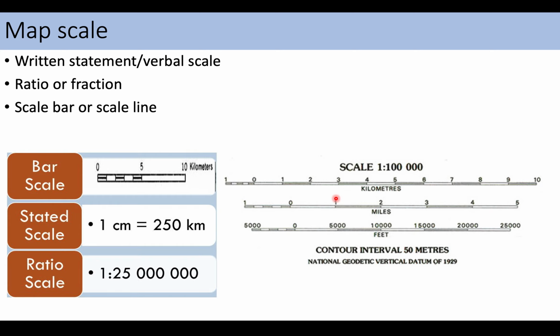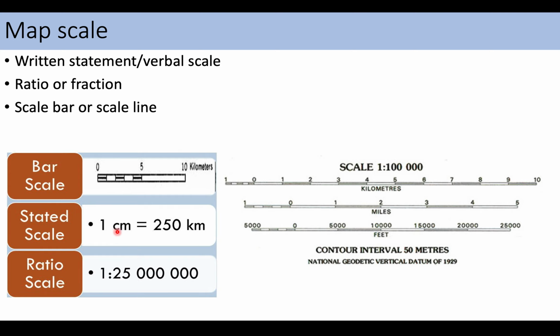The next type of scale is a ratio or a fraction. So that would be this here, 1 to 25 million. Here we have a scale of 1 to 100,000. What that means is 1 of whatever you measure is equal to 100,000 of that unit on the ground.